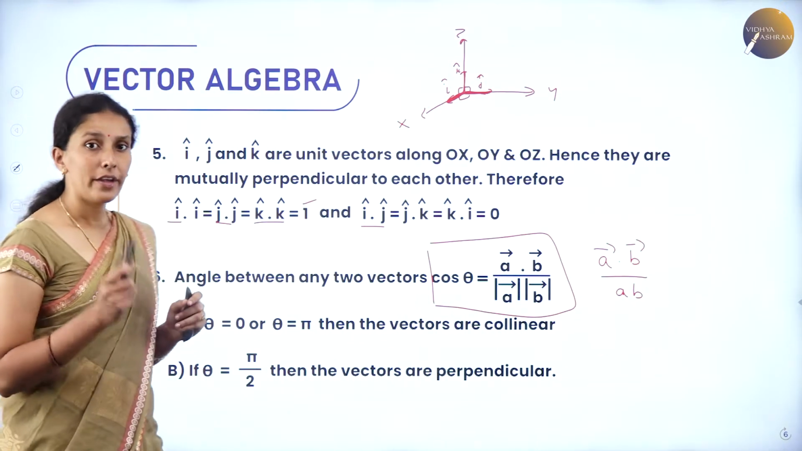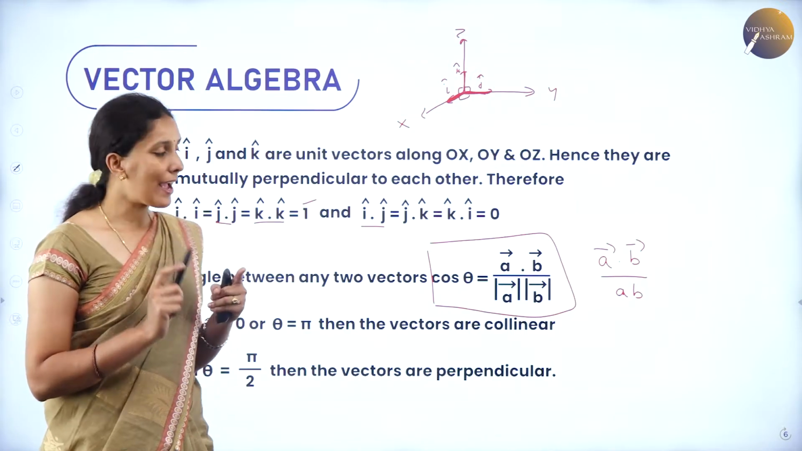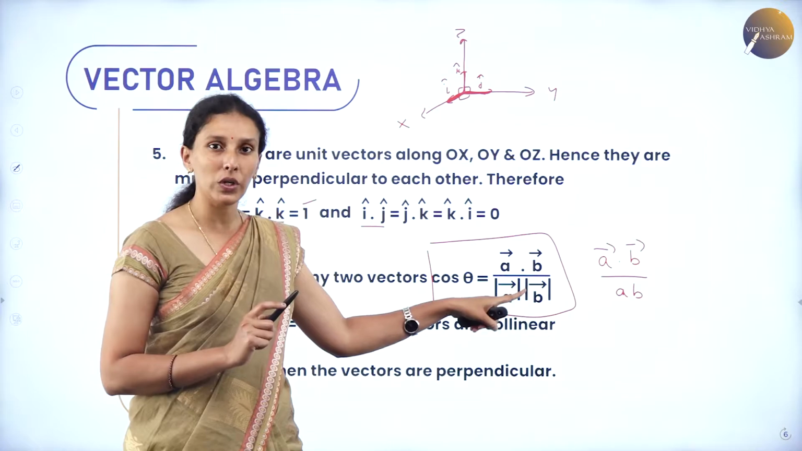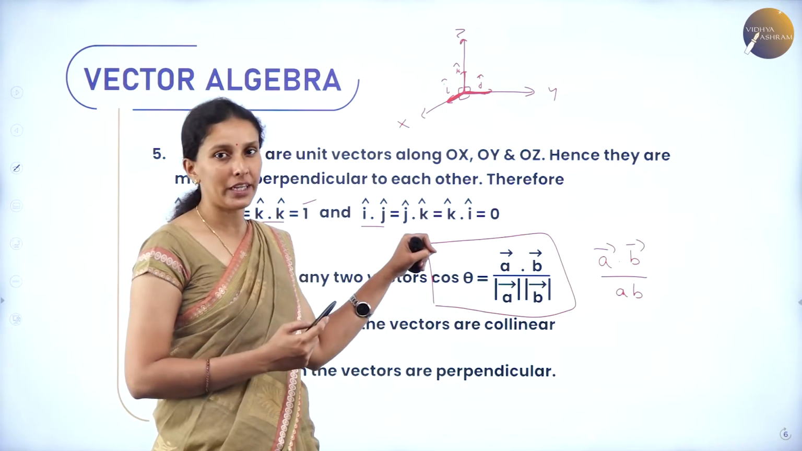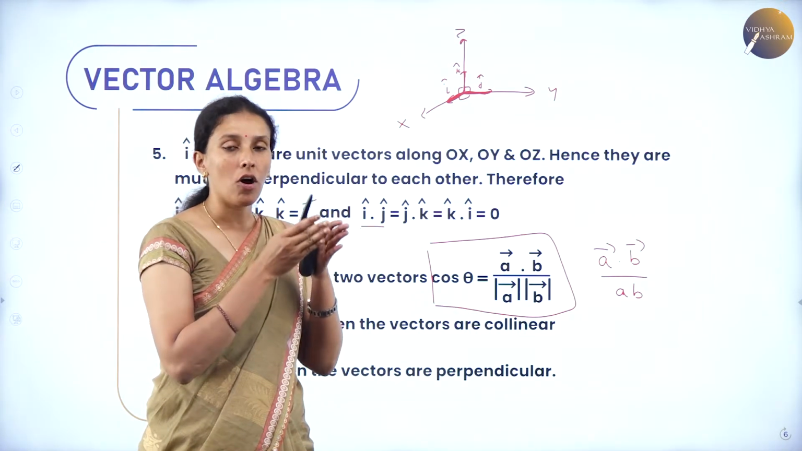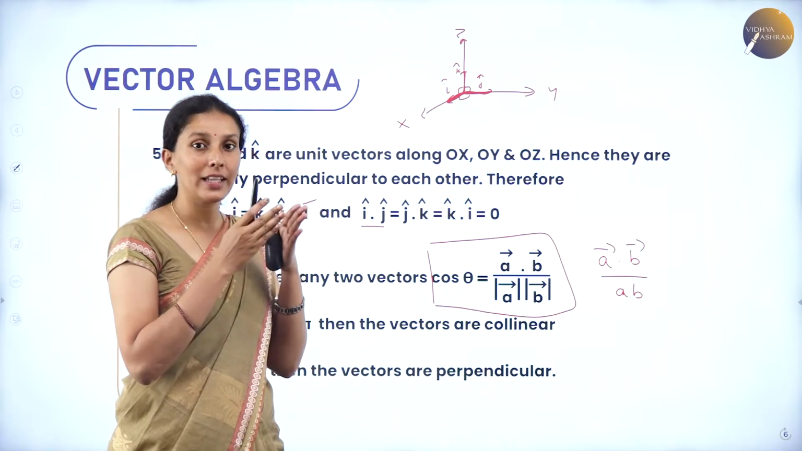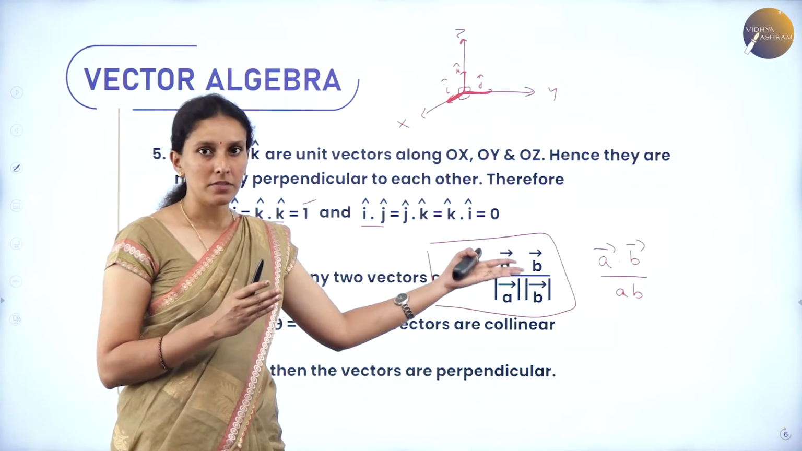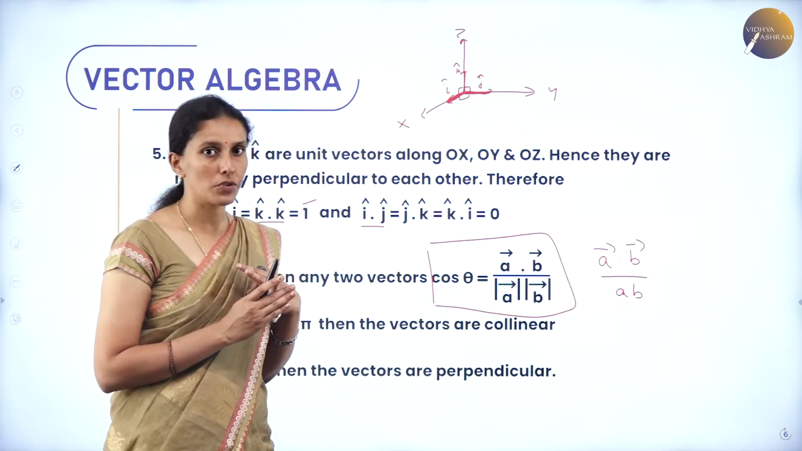Now, if theta is equal to 0, that is, the angle between them is 0, that means vector A and vector B are collinear, that is, they are parallel to each other. They may coincide or they are parallel to each other, so that the angle between them is 0. So thus cos theta becomes 1 when the angle between them is 0.